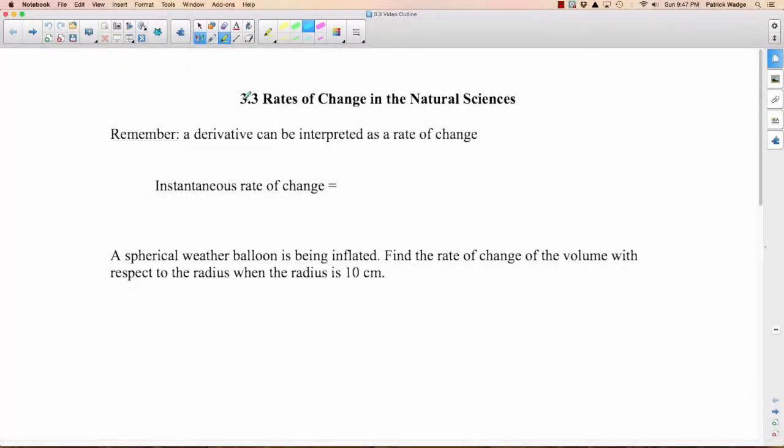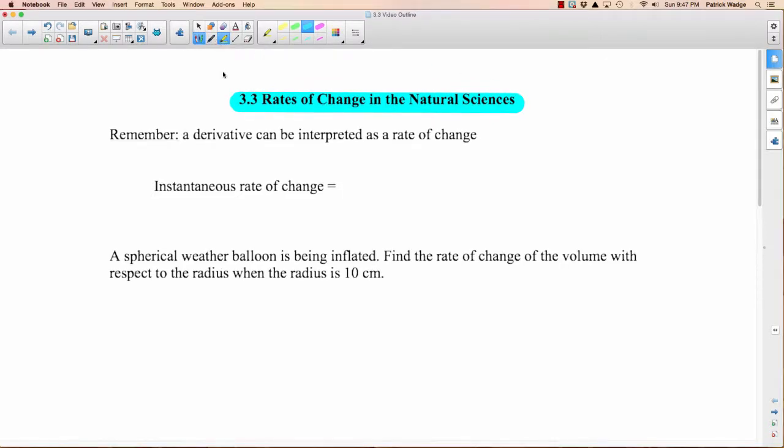Section 3.3 is on rates of change in the natural sciences. A reminder to start: remember that a derivative can be interpreted as a rate of change. So the instantaneous rate of change is equal to the limit of the change in y over change in x as the change in x approaches what? Approaches 0. We want the change in x to be as small as possible.